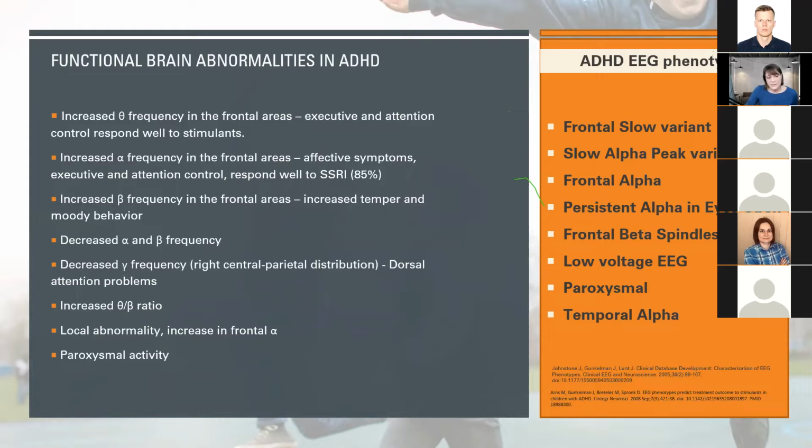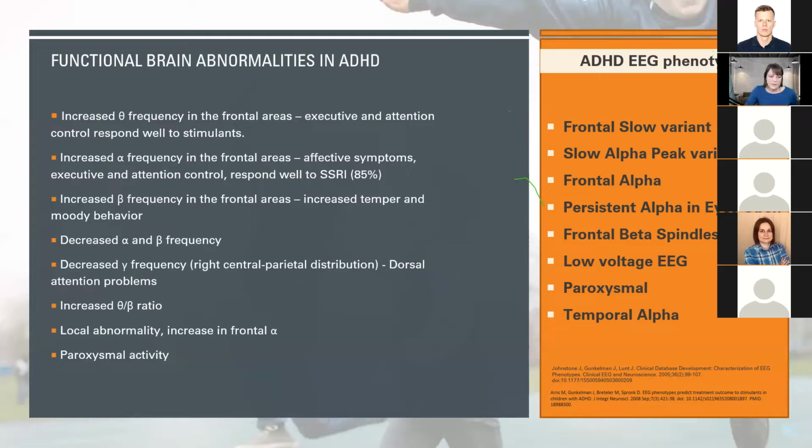Then there's the interesting beta type of ADHD. These people are very moody and they have a different type of behavior. So as you can imagine, there are different specific characteristics in EEG that we can identify. For example, we can calculate the theta beta ratio. This index tells us the level of activation in the frontal area.